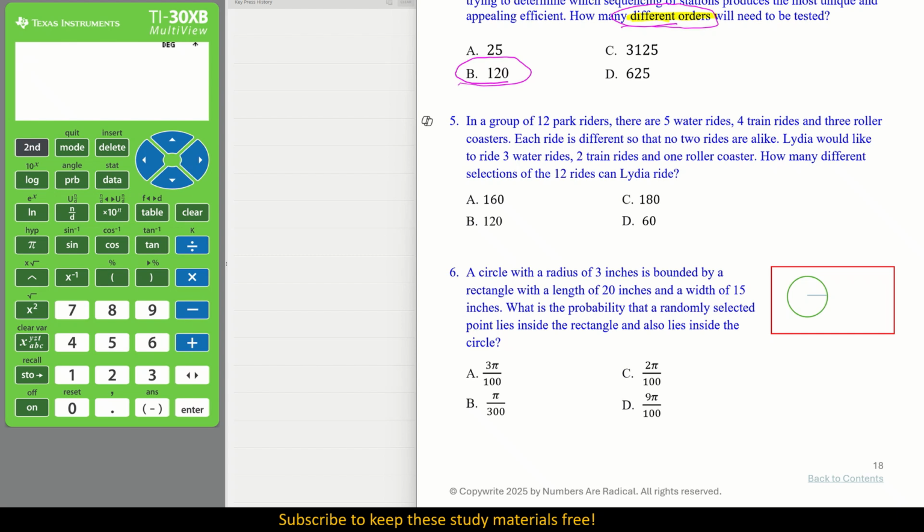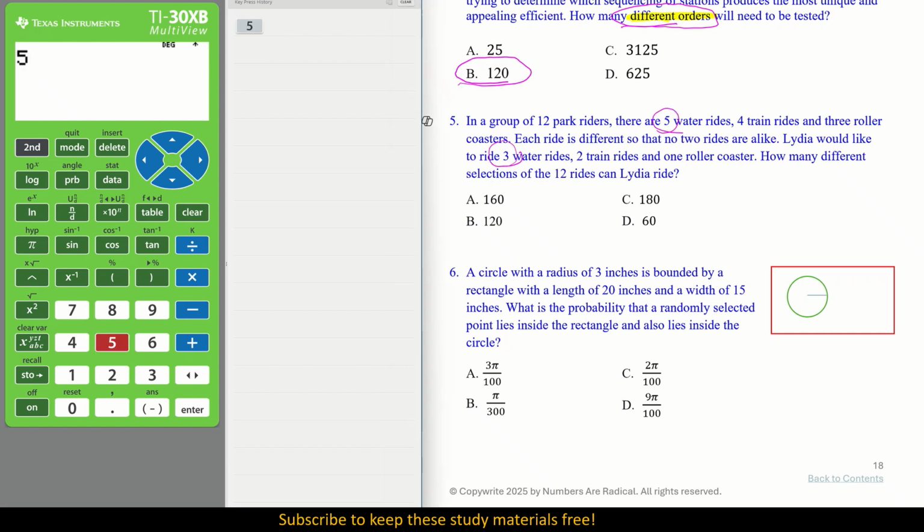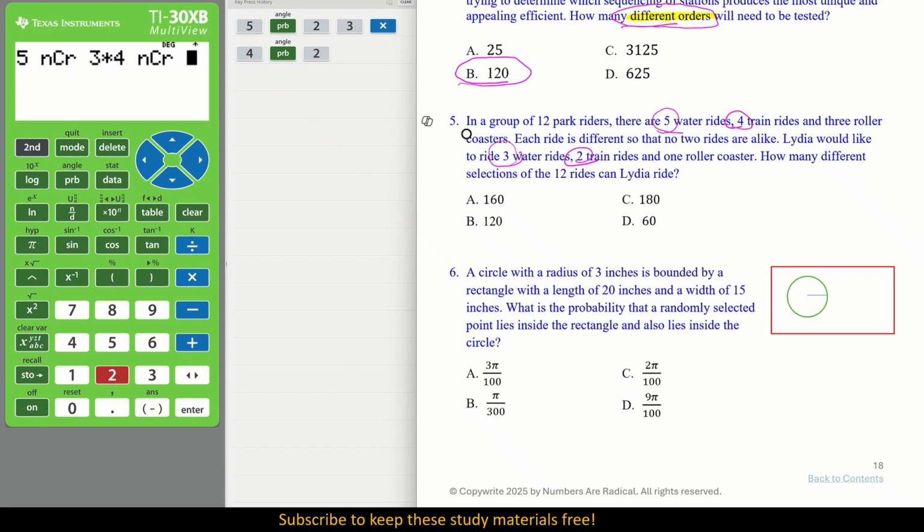Okay, first we have a 3 out of 5 combination. So we want 5 first and then push prob, but we want number 2, and I'm going to push 2. Okay, but we want 3 of those, and we're going to multiply. Now we need the next combination, and that is a 2 out of 4. So we have a total of 4, prob number 2, and push 2 again. Remember, we need the 2.